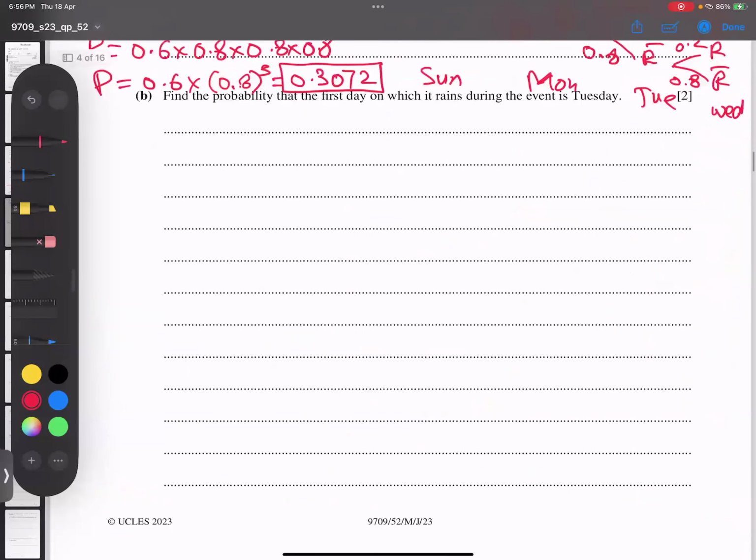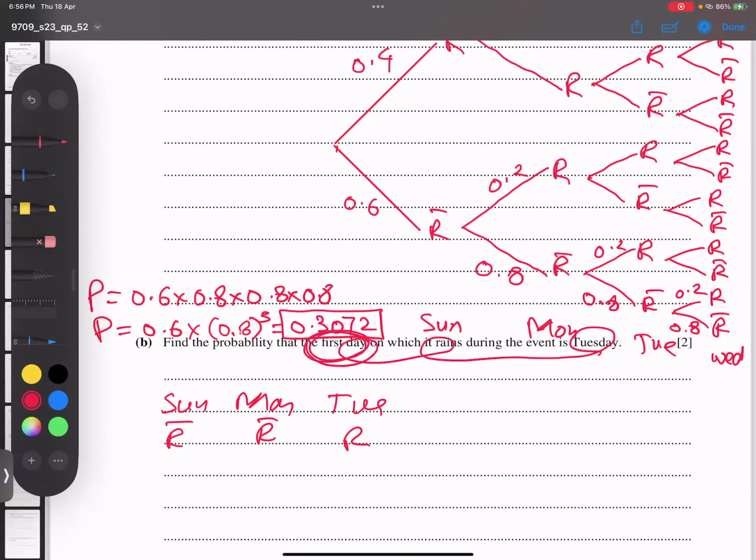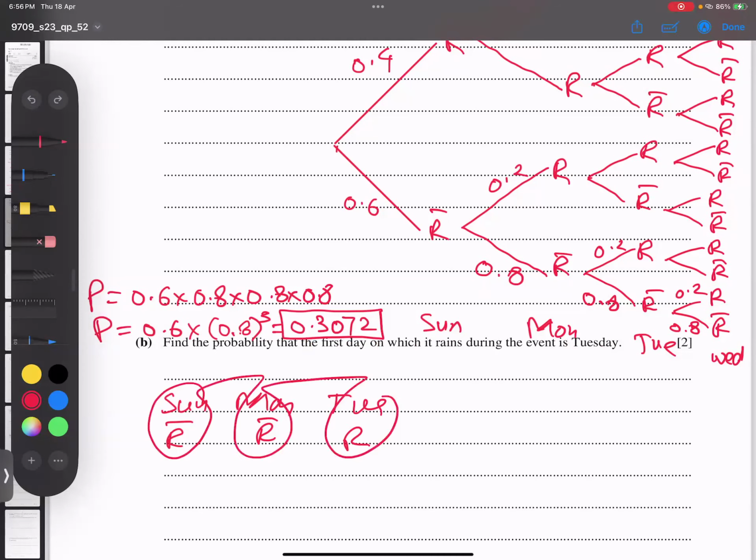You can see the next part, the probability that the first day on which it rains during the event is Tuesday. Repeat, the first day of rain is coming on Tuesday. It means Sunday not rain, Monday not rain, Tuesday rain. This is a story. Repeat again. He said the first day that the rain will come is on Tuesday. And I think you got my point. So Sunday, no rain, Monday, no rain, Tuesday, rain.